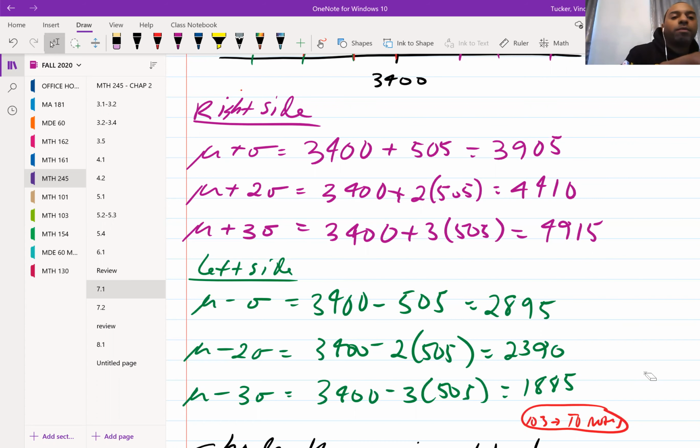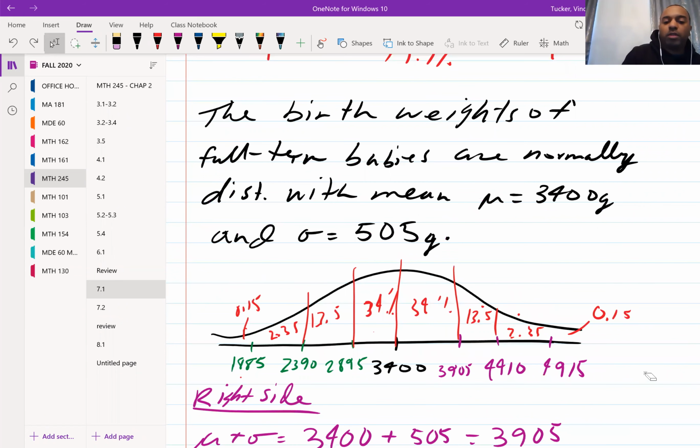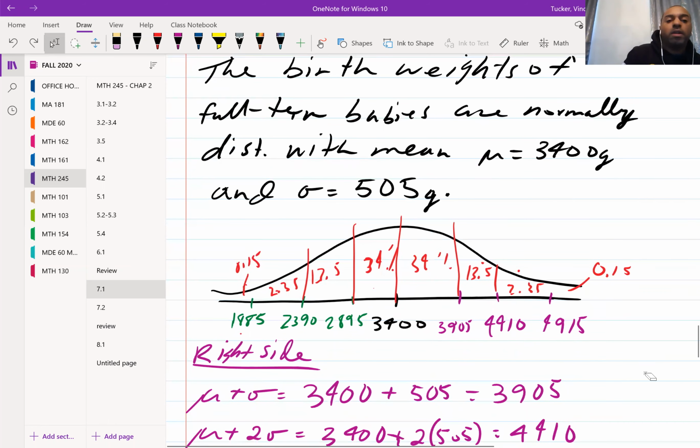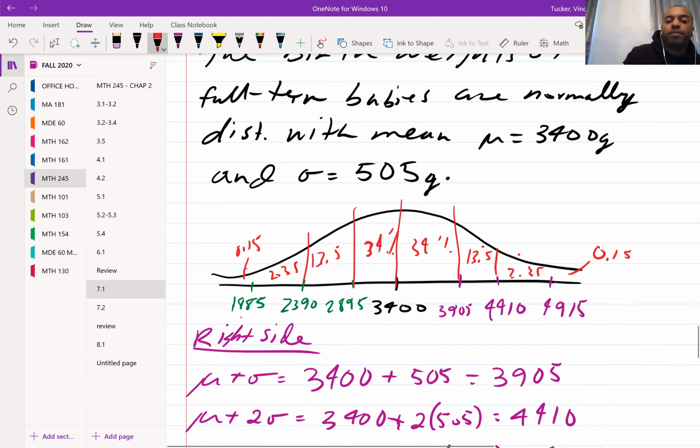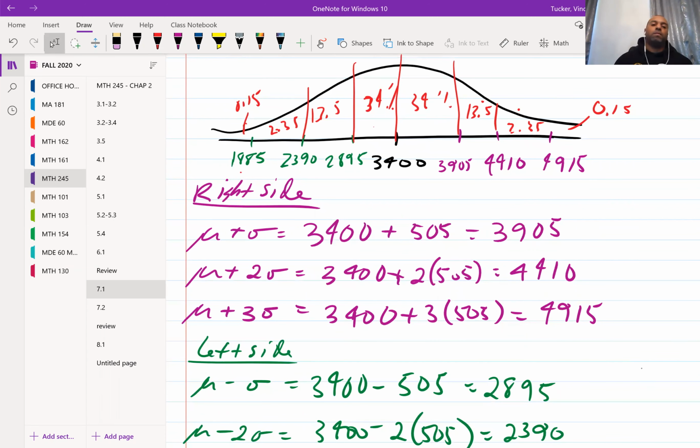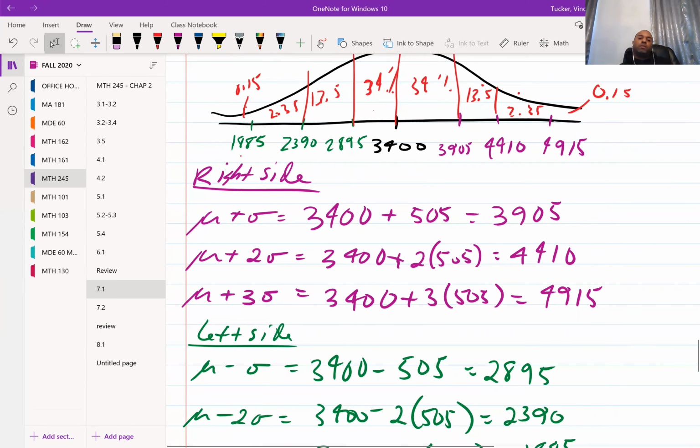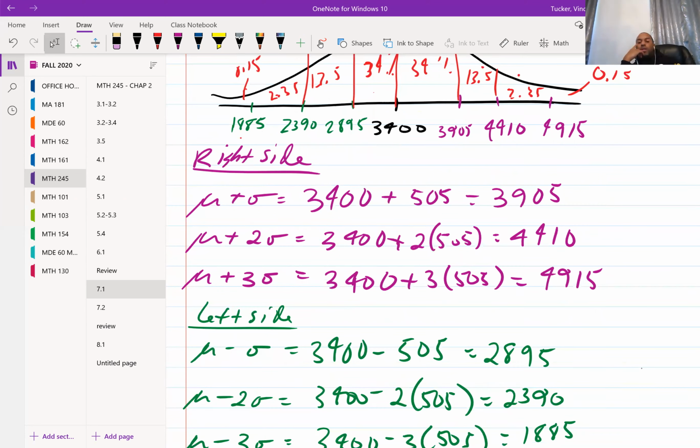All right, so then from there, you just put them in your empirical rule accordingly. Like I said, the right side would be these values that we added, 505. The left side would be these values that we subtracted, 505. All right, any questions on the empirical rule? Make sure we're okay.